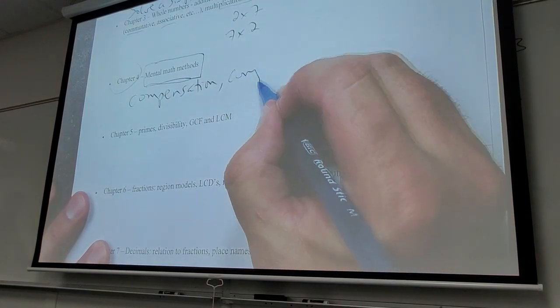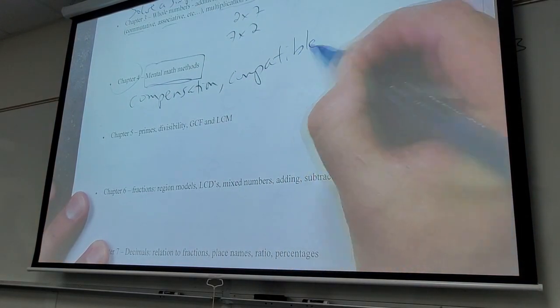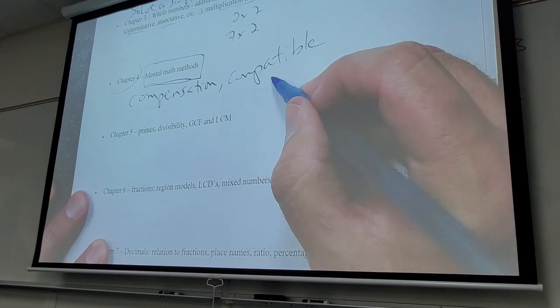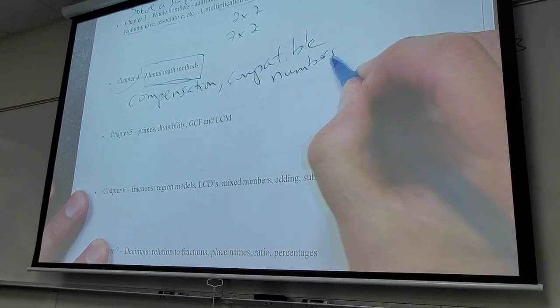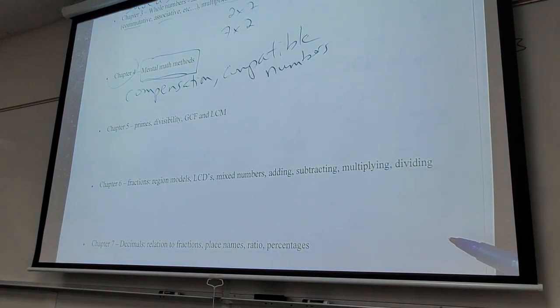Compatible numbers. What's an example of compatible numbers? Let me show off my beautiful spelling skills. Numbers that make 100 or 10. Yeah, numbers that make a whole number, more than likely. So if you have 14 plus 5 plus 16, you can do 14 plus 16 is 30, right? So you look for those compatible numbers first.